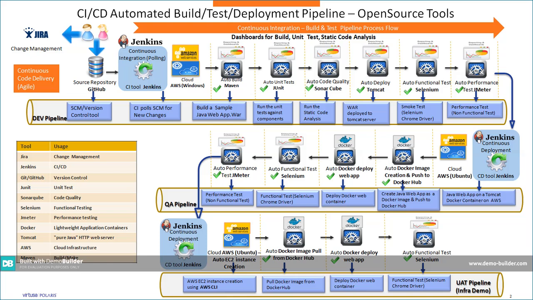As you can see, the continuous integration setup has three pipelines. Dev pipeline is a Windows-based machine on AWS Cloud. QA pipeline is on Ubuntu server, which is also hosted on AWS Cloud. UAT pipeline will be an Ubuntu machine as well on AWS Cloud, but it is going to be created on the fly as part of the build cycle.